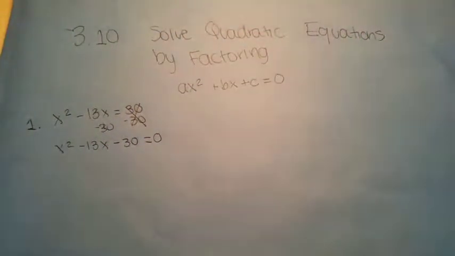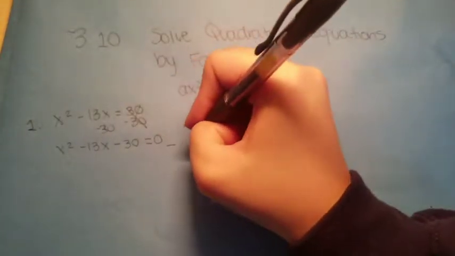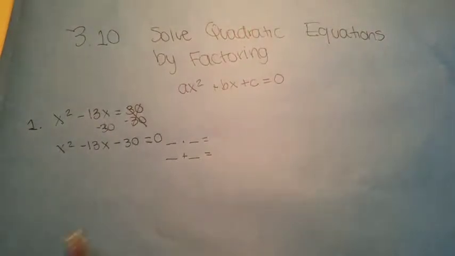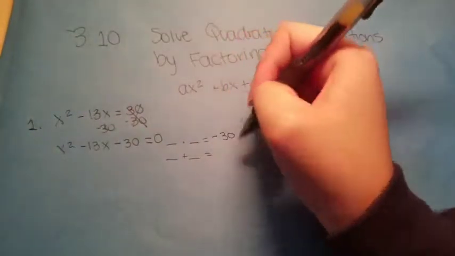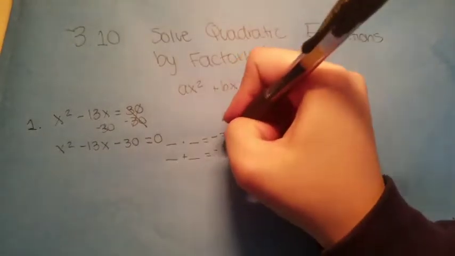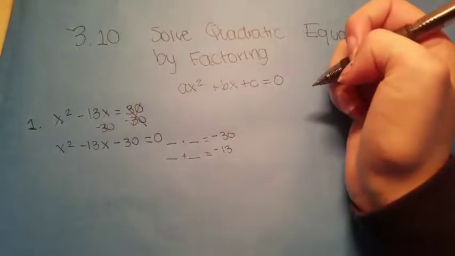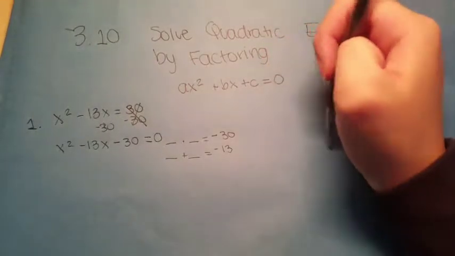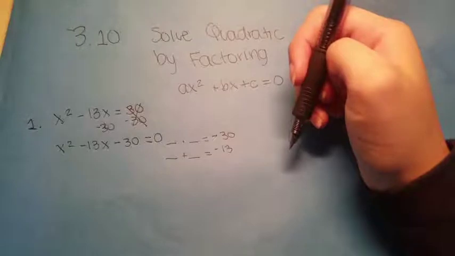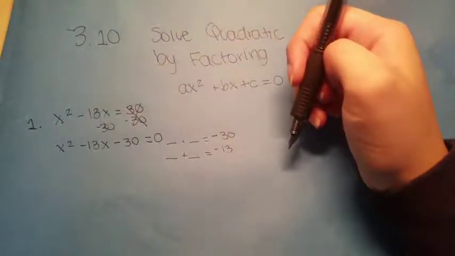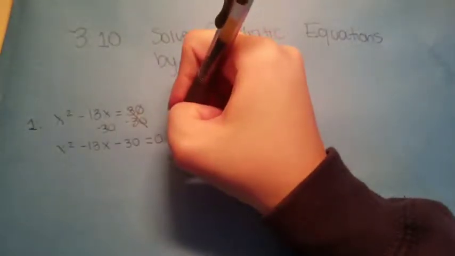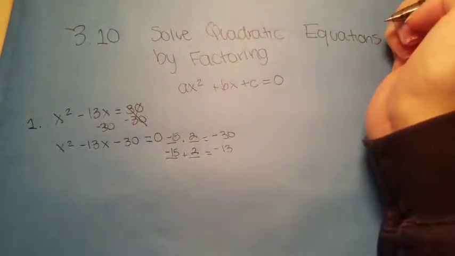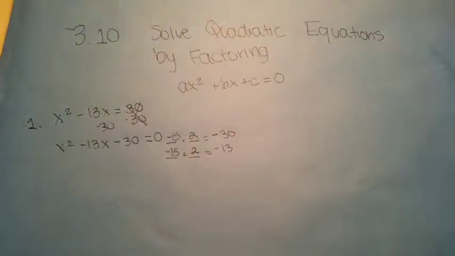Okay, and you would multiply a times c, 30, which would equal negative 30. And then b would be right here. And practically, you just have to find two numbers that multiply to negative 30 and add up to negative 13. So what I got was negative 15 and 2, because negative 15 times 2 equals negative 30, and negative 15 plus 2 equals negative 13.